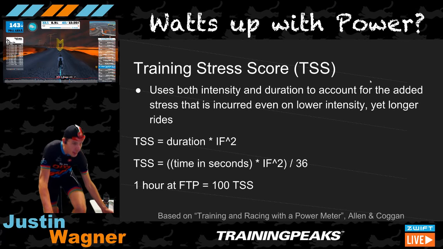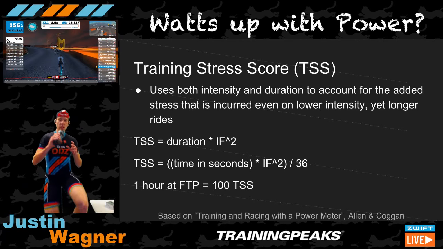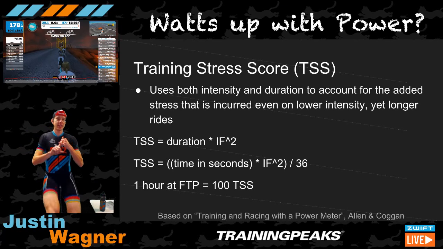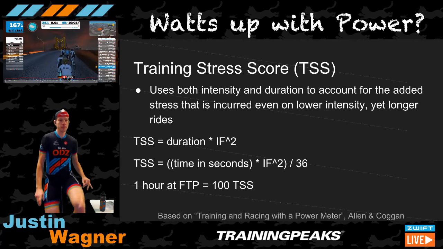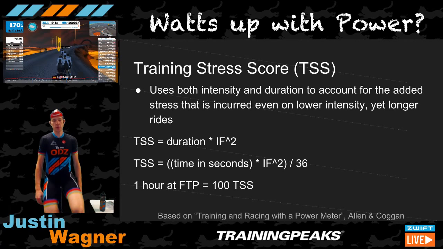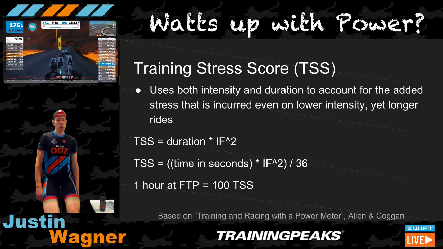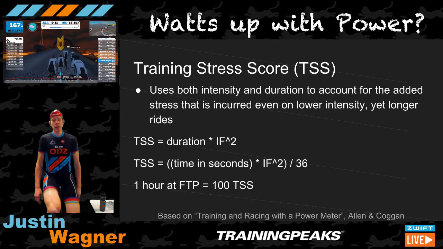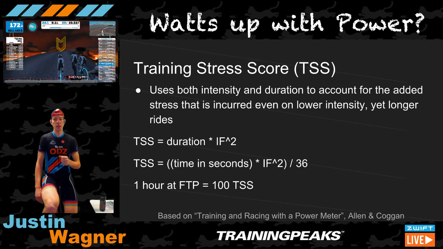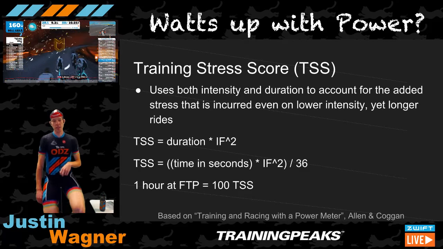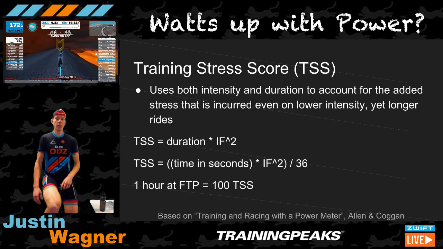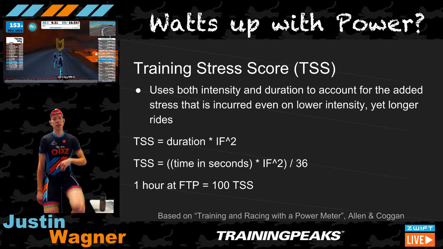All right, next topic is training stress score. Training stress score builds off of intensity factor and duration to account for how much stress is going to be incurred on your body. Think of it this way. If I do a 20-minute TT at 200 watts, it's going to put less strain on my body than if I do a 60-minute TT at 200 watts, right? So duration adds to the amount of stress your body incurs. What is the formula here? TSS is duration multiplied by your intensity factor squared.